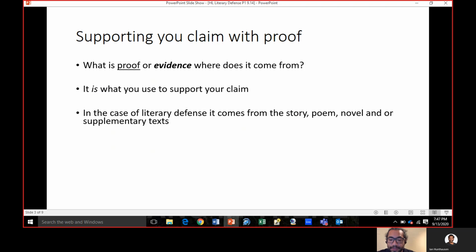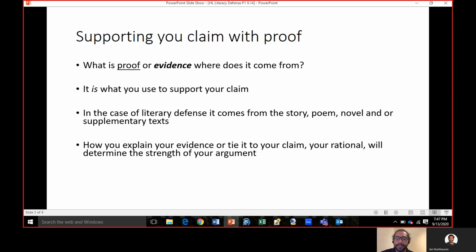In the case of literary defense, it comes from the story, poem, novel, or supplementary texts. And again, we're not worrying about supplementary texts yet, but it is important that, when you see things that have citations in them and what have you, that's being pulled from outside sources or supplementary texts. So how you explain your evidence or tie it to your claim, your rationale rather, will determine the strength of your argument, right? So if you can't really describe why the animation in manga is better than its Western counterparts, if you just say it just is, well, how?